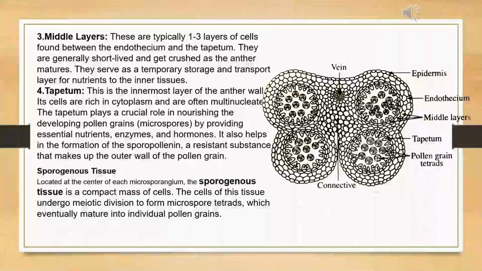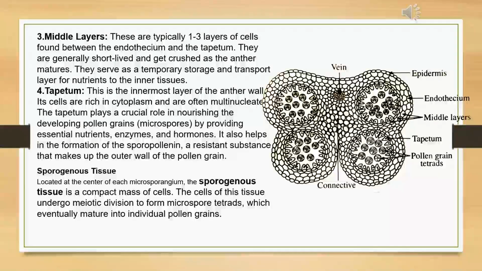The third one is the middle layer. These are typically three layers of cells found between the endothecium and the tapetum. They are generally short-lived and get crushed as the anther matures. They serve as a temporary storage and transport layer of nutrients to the inner tissue. The fourth one is the tapetum. It is the innermost layer of the anther wall.